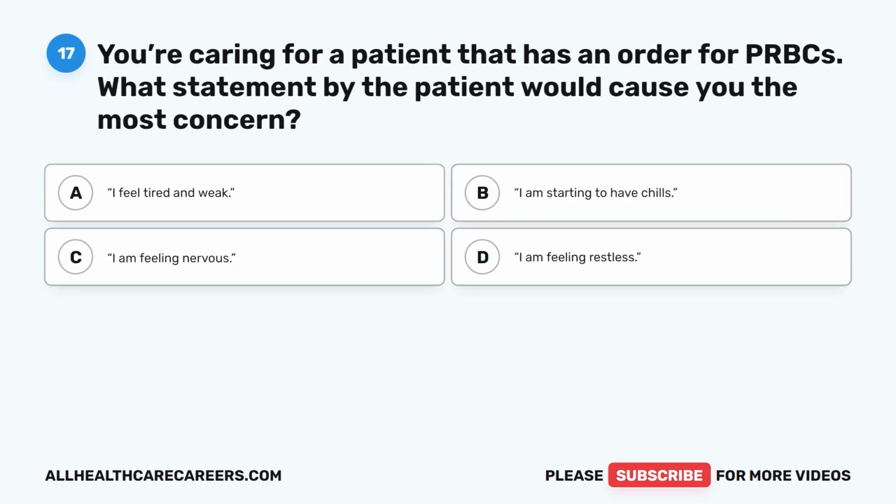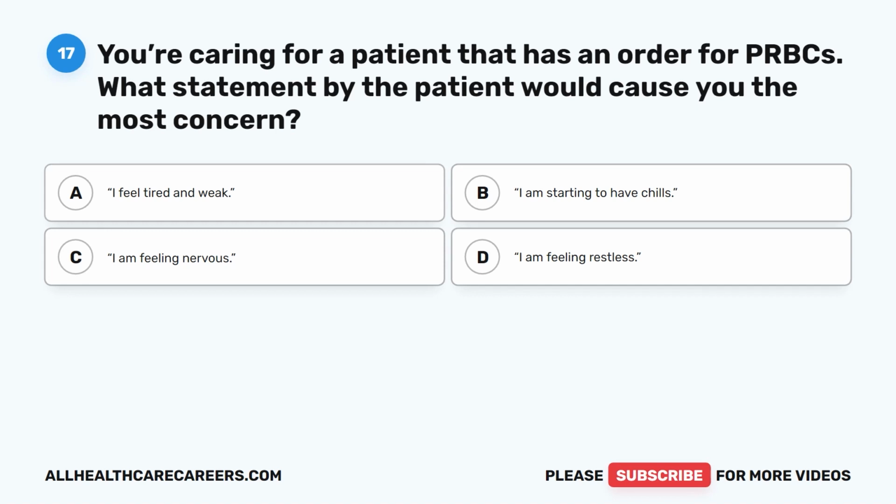Question 17. You're caring for a patient that has an order for PRBCs. What statement by the patient would cause you the most concern? A. I feel tired and weak. B. I am starting to have chills. C. I am feeling nervous. D. I am feeling restless.